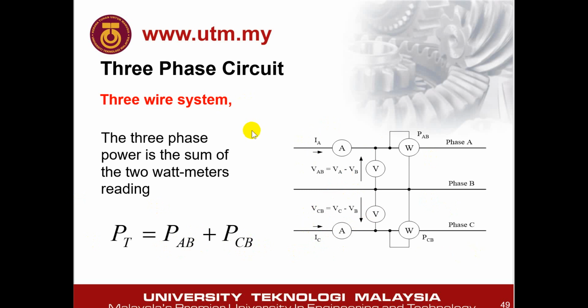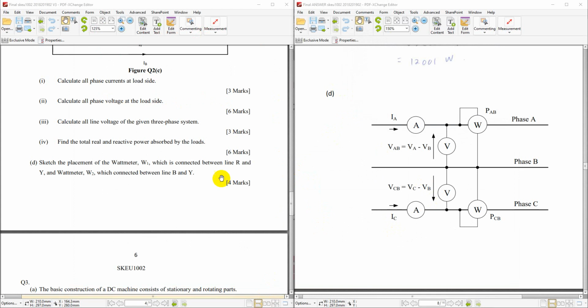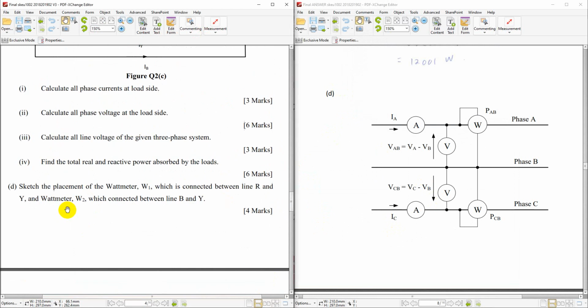You need to know how to do this because it will sometimes be asked in the final in the theoretical question. This is a past year question. You can see at D: sketch the placement of wattmeter 1 connected between R and Y, and wattmeter 2, which is connected between line B and Y. This is the 2 wattmeter method.